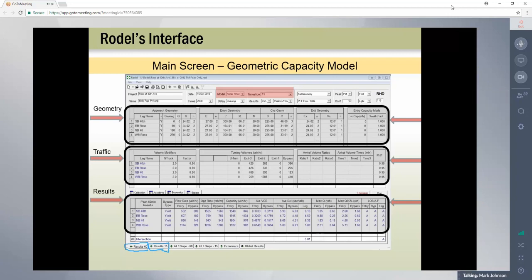Your typical output gives you your flow rates, your opposing flow, your capacity available for that traffic, your VC ratio, your average delays. One additional output that Rodel provides that's different from other programs is, if you're looking at a 15-minute result, it gives you the peak 15-minute queuing, your average queuing, if you will, during that peak 15 minutes, as well as the 95% queuing, which is more typical that we're used to seeing.